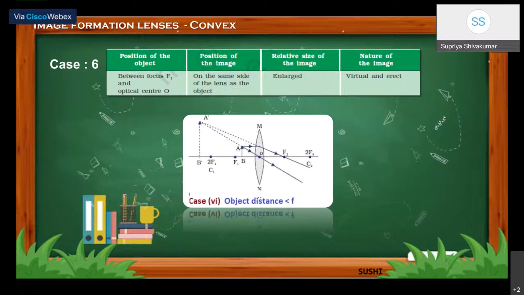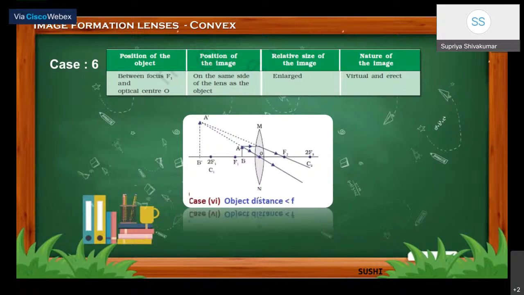So why did I say this is important? If you have carefully observed all the six cases of image formation in the convex lens, in all the first 5 cases, when you see the nature of the image, you see real and inverted. So this is the only one case in convex lens where you get a special characteristic, which is virtual and erect. Once this concept is clear to you, you will also know how to approach multiple choice questions. Okay, these are all the cases in convex lens.